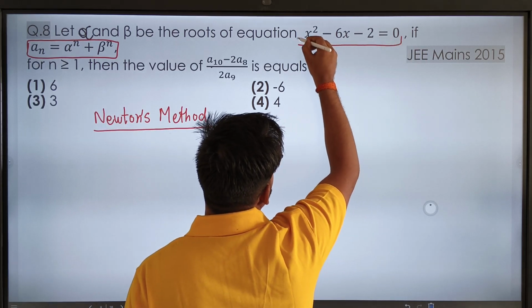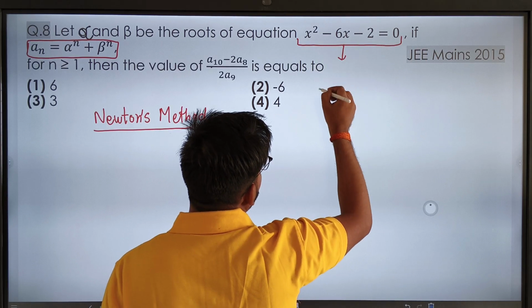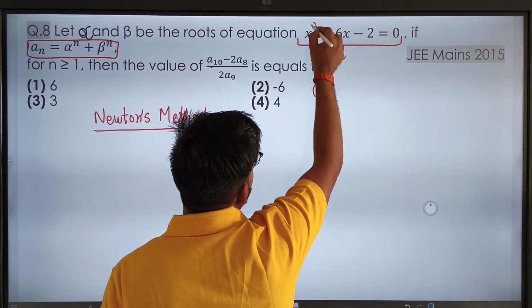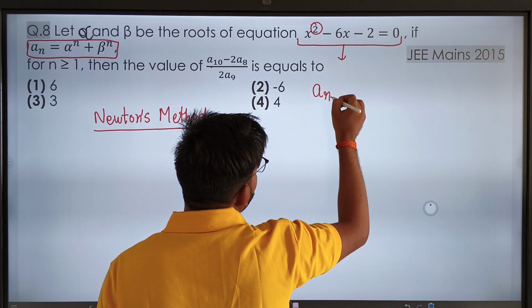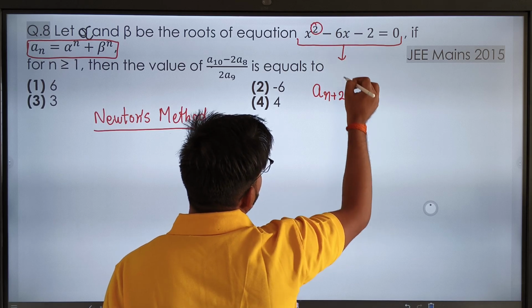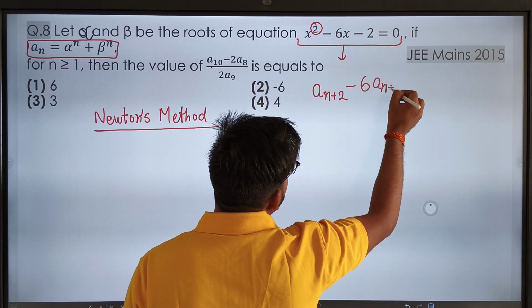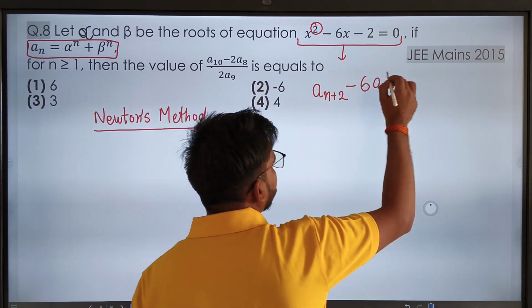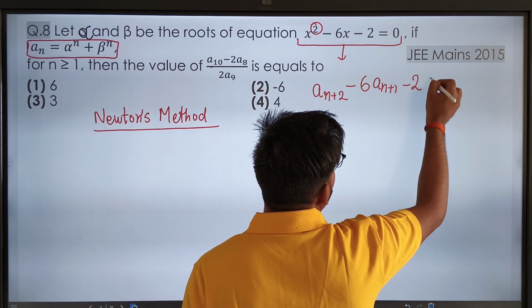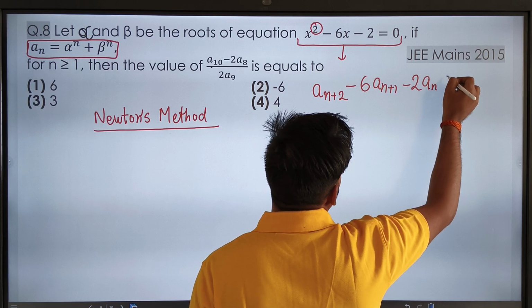From this equation, simply we can write down a. If degree is 2, just add. So it will be a n plus 2. And similarly here minus 6 a n, and degree of x is 1. So I would add plus 1. And from here I would write down minus 2. And a degree of x is 0. So I would just write down.